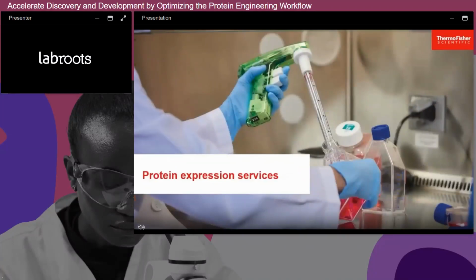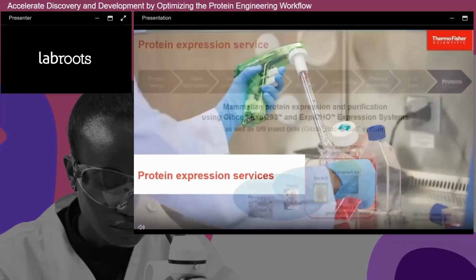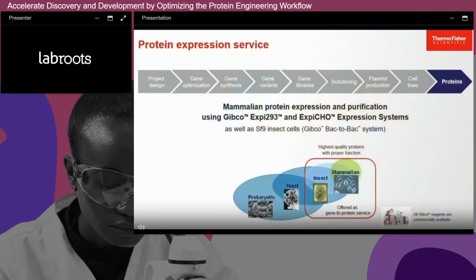Now I want to talk to you briefly about our protein expression services. I want to point out that those services are available to you, but you can replicate the same of what we do in our lab, in your lab, just using the same ingredients, let's say the same expression kit. Our protein expression services are based on expression in mammalian cells. We do have insect cell, Sf9, and the baculovirus system, but the majority of our customers request expression in XP293 and XP-CHO cells.